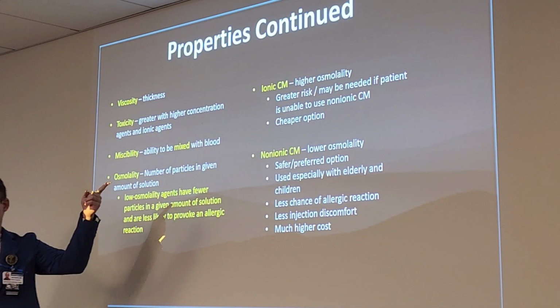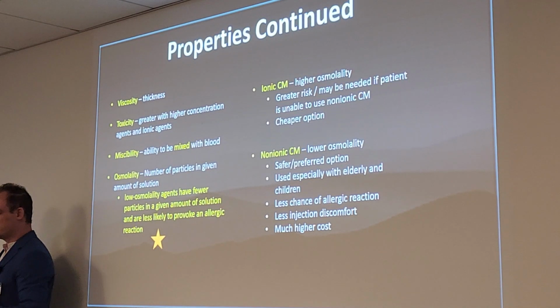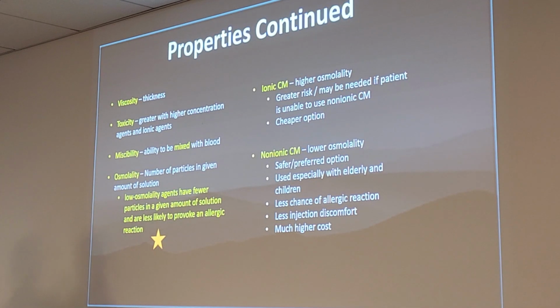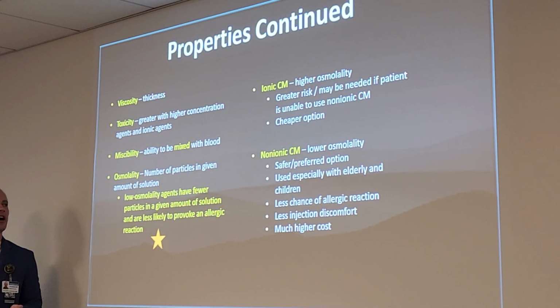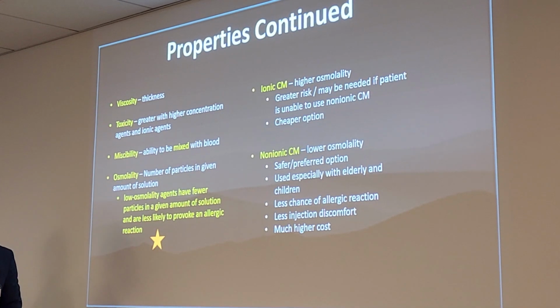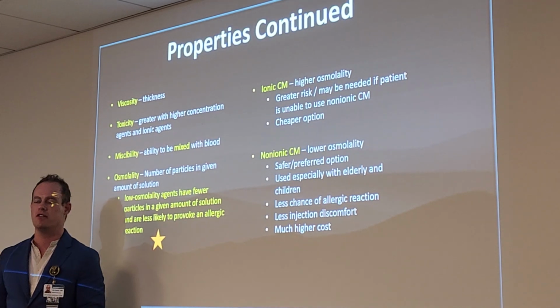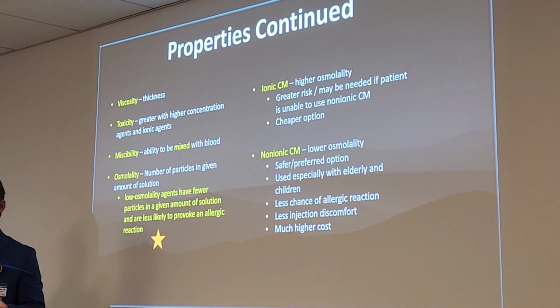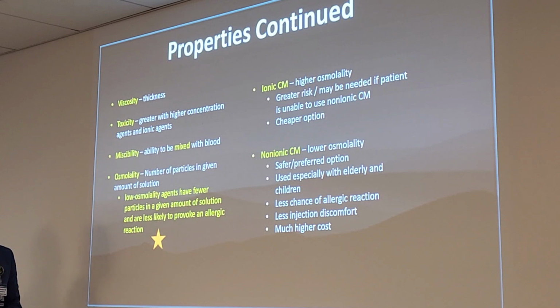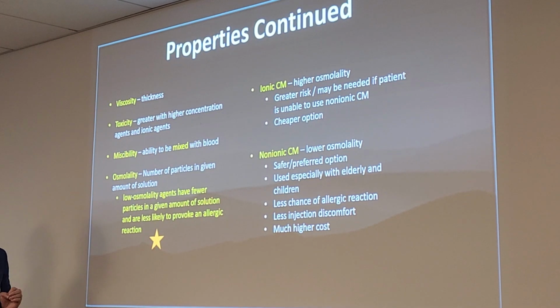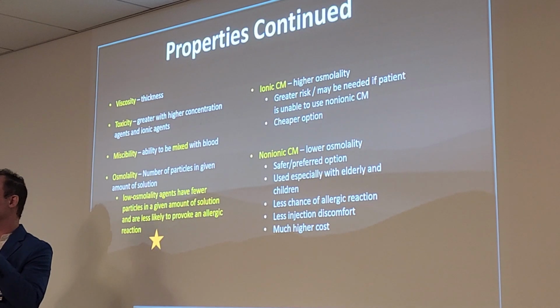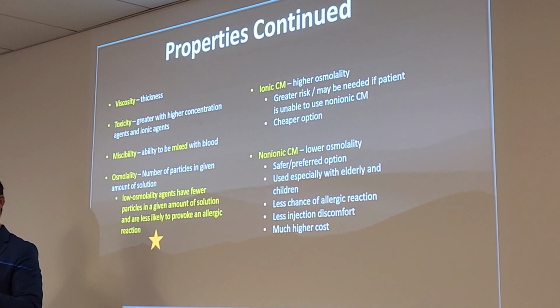Ionic contrast medium, once again, has the higher osmolality. CM means contrast medium, by the way. Greater risk, maybe needed if the patient is unable to use non-ionic or it's a cost option. Non-ionic has the lower osmolality, that's what we prefer to use in most of our facilities. It's safer, even though it's more expensive, especially with our elderly and our children: less chance of allergic reactions, less discomfort, but a much higher cost. And why are there fewer reactions on non-ionic contrast mediums? What's the chemical reason? Because of the stable atoms. The particles stay together, they do not dissociate.